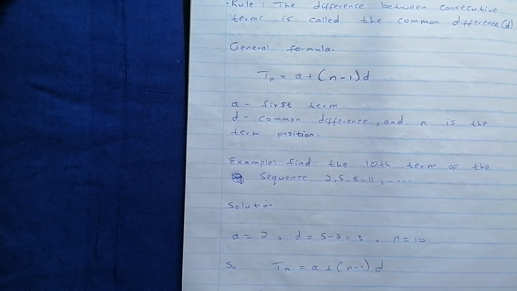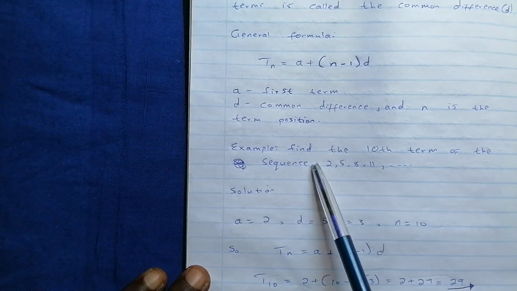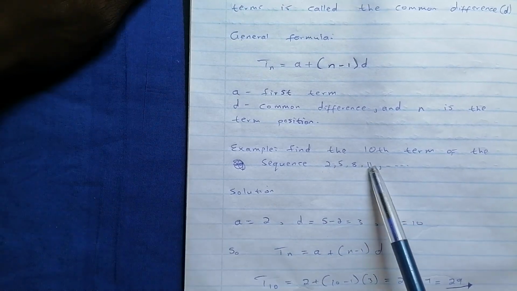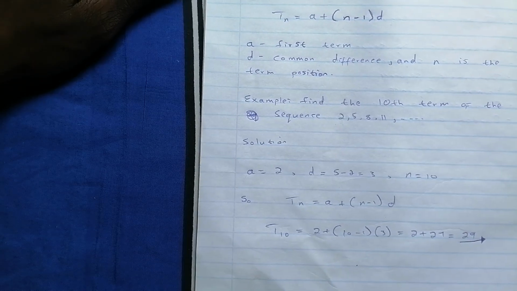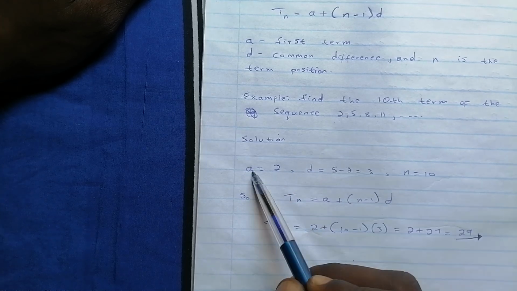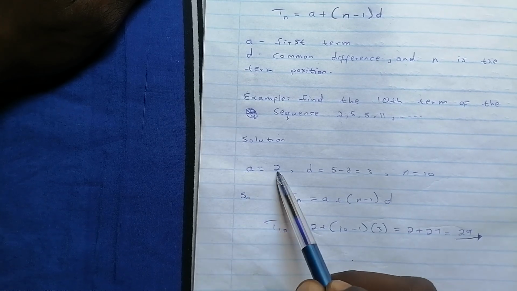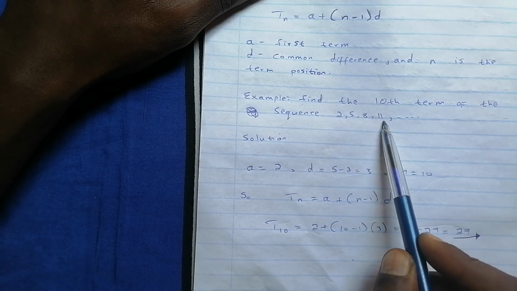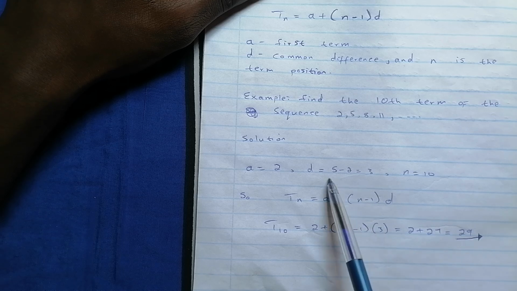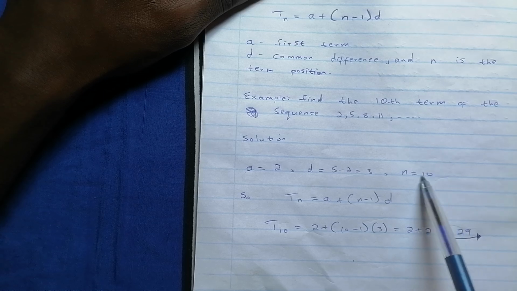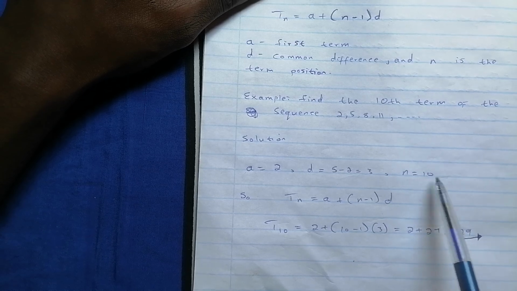Let's solve an example now. Find the 10th term of the sequence 2, 5, 8, 11. This is going to be the solution. First thing, you're going to write what you have. Your first term, a, equals 2. Your common difference is 5 minus 2, or 8 minus 5, or 11 minus 8, which is 3. Your term position is 10.